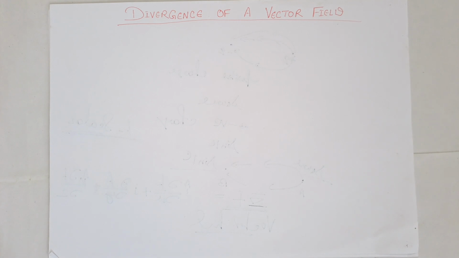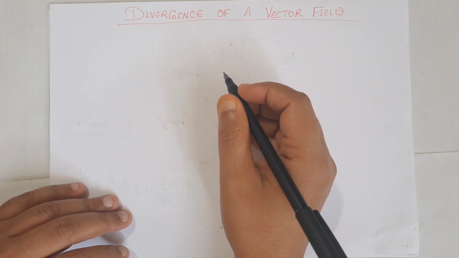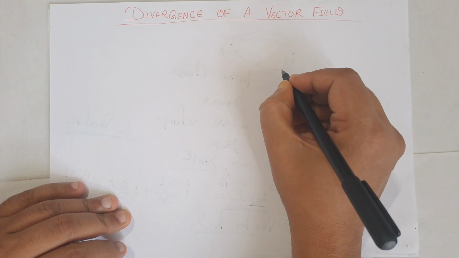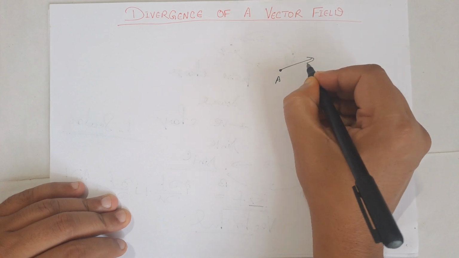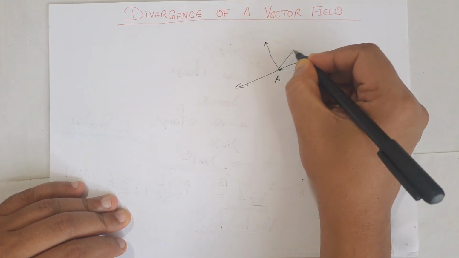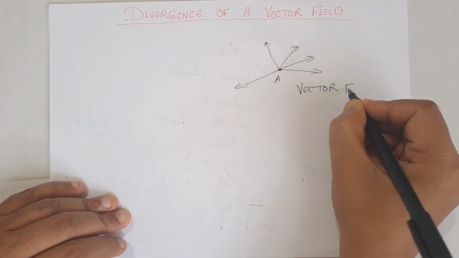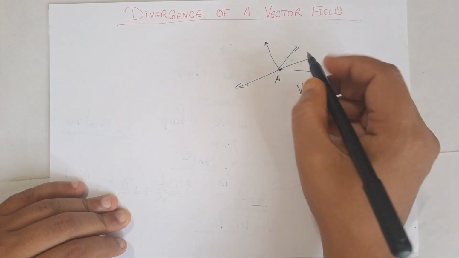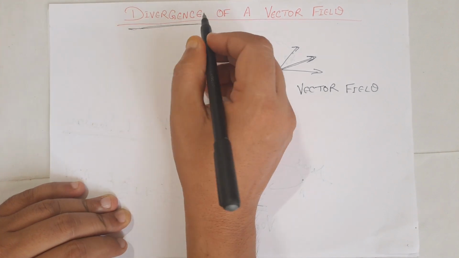Today we will learn the divergence and curl of any vector field. So what is the divergence? Divergence is a measure of the spread of a vector field from a point. This is the point A, and from this point, this is how much the vector field can spread. The spread of the vector field at a certain point is called divergence.